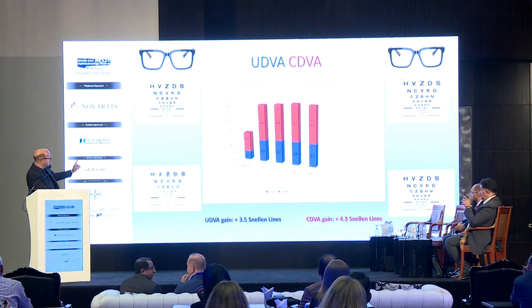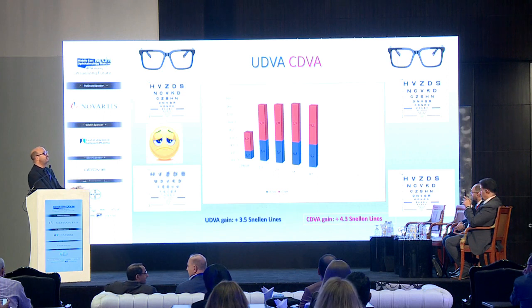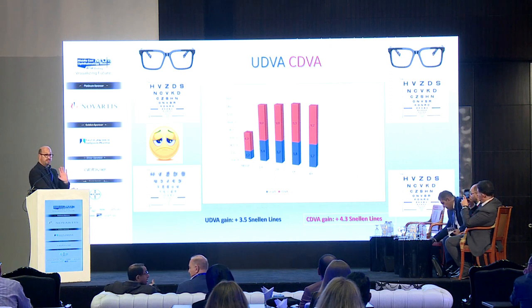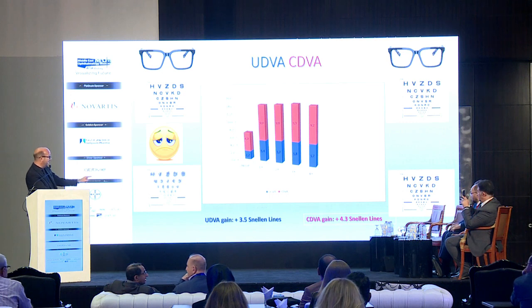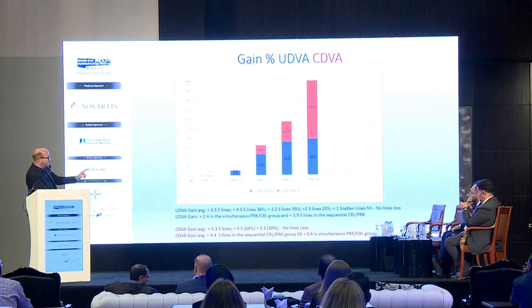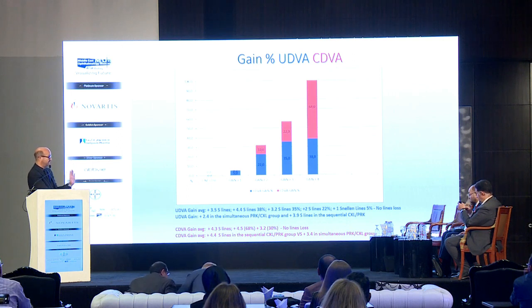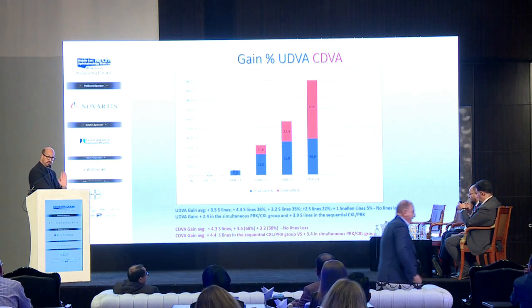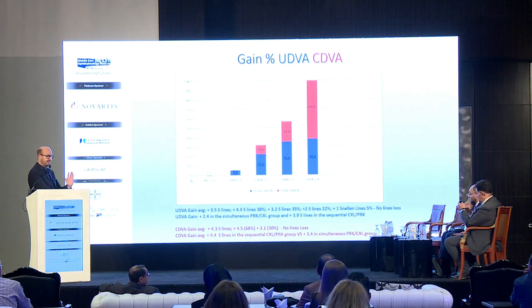You can see the pre and the post. The ray tracing is superior to all the other platforms, actually, to achieve the best spectacle corrected visual acuity and also the uncorrected. You can see the gain is 3.5 Snellen lines and corrected is 4.3. You can see here we gain more than 4 lines in about 70% of treated patients in corrected distance visual acuity, in about 40% of patients for uncorrected visual acuity.